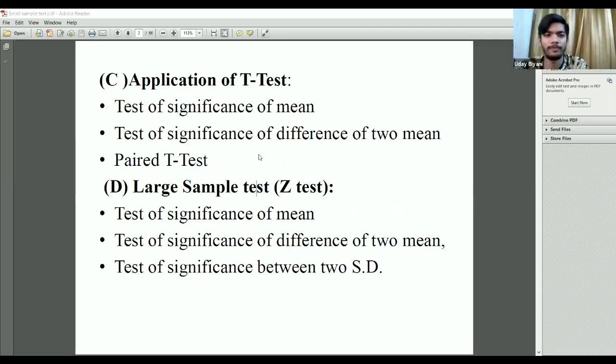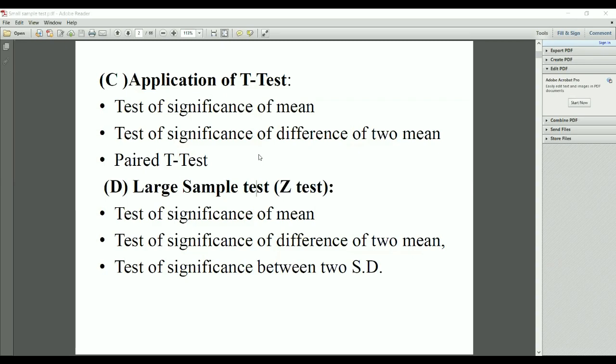Yes, ma'am. Okay. So what is the application of the t-test? Test of significance of mean. In the t-test, we have to see whether the two group means are equal or not. So in the null hypothesis, we will give the statement H naught: mu is equal to mu naught. Then test of significance of difference of two means.